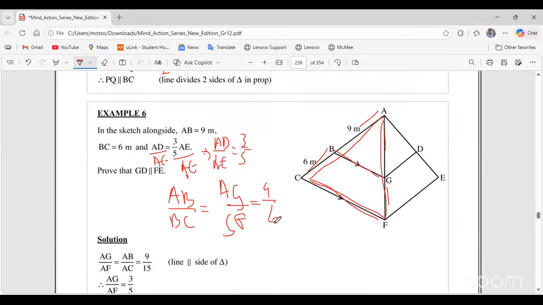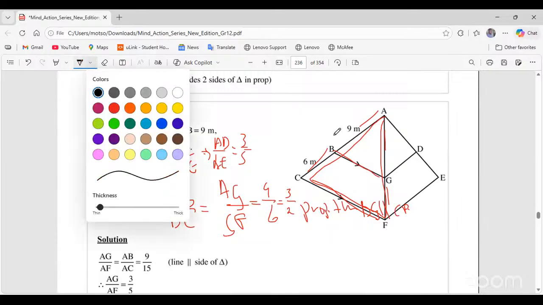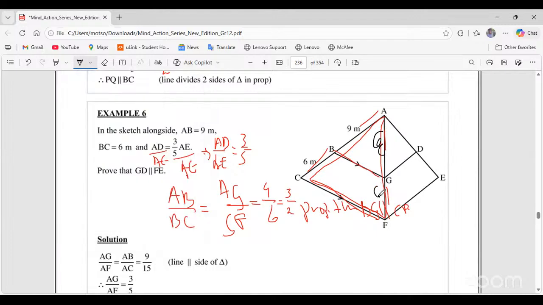Then why do I say this? Let's simplify that. This will give me 3 over 2. And why do I say this is equal to this? Because I use the proportionality theorem. Why? Because BG is parallel to CF. Perfect. Now we have this ratio here for this part over this part.